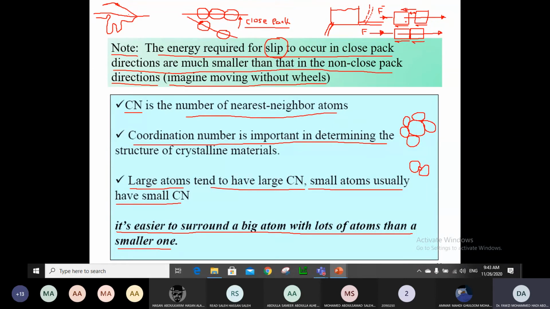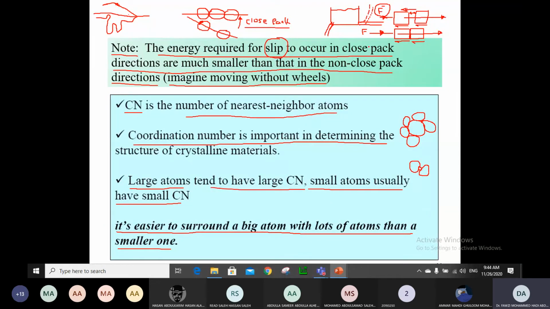So in addition to that, this force needs to overcome this force, and this force, it needs to overcome that force as well. So in general, this force needs to overcome three different forces there, while this force in the close-packed direction needs to overcome these and these only. So this direction will obviously require more force than that one.